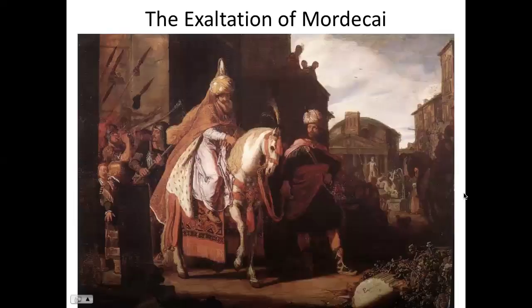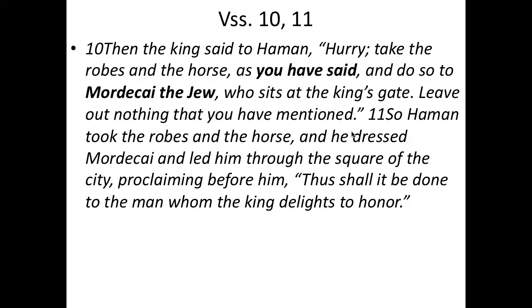So here we have the exaltation of Mordecai, because it's not going to happen to Haman. Haman's going to have to lead Mordecai around on a horse instead. Then the king said to Haman, "Hurry, take the robes and the horse, as you have said, and do so to Mordecai the Jew, who sits at the king's gate. Leave out nothing that you have mentioned." So Haman took the robes and the horse, and he dressed Mordecai and led him through the square of the city, proclaiming before him, "Thus shall it be done to the man whom the king delights to honor."